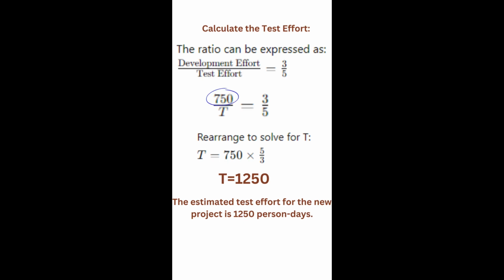To estimate the test effort for the new project, use the development to test effort ratio of 3/5 for project P1. Substitute development effort as 750 person-days. And the test effort t-value is found as 1250. Therefore, the estimated test effort for the new project is 1250 person-days.